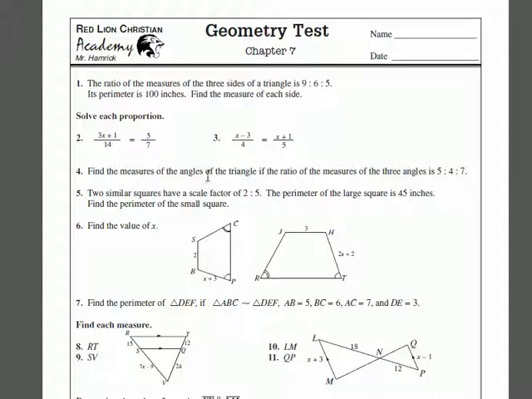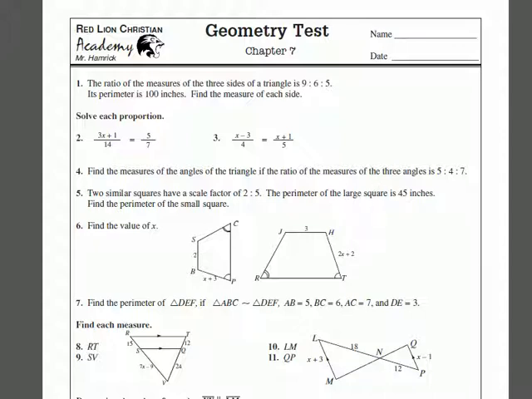I forget exactly what it says, but it says that the scale factor of the sides is the same scale factor as the perimeters. It's not true about area, because we just finished learning something about area, didn't we, in the last chapter, in chapter 11? That the square of the sides is proportional to the ratio of the areas. But that's not true about perimeter, though. So the scale factor is 2 to 5, and it says the large one is 45 inches.